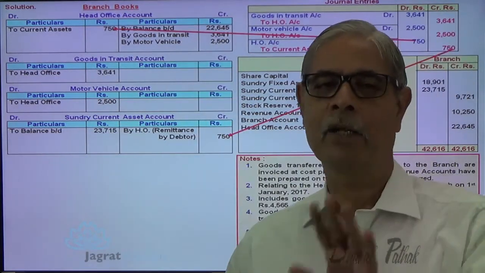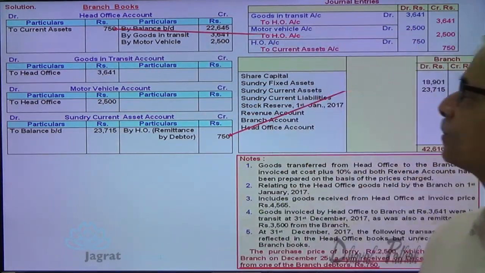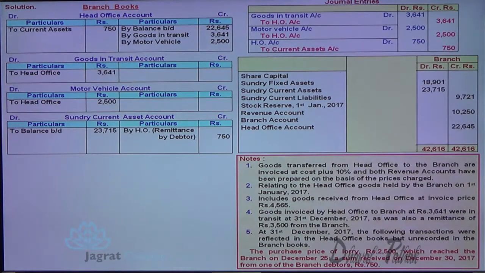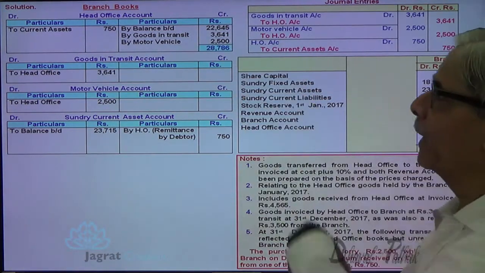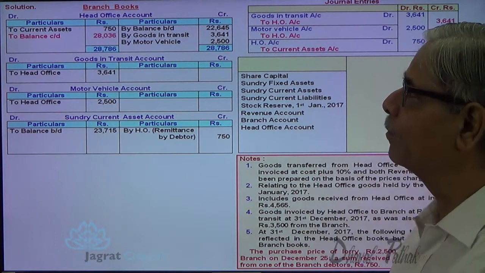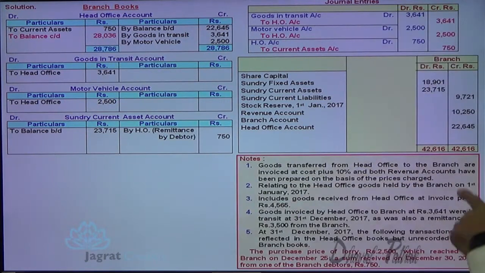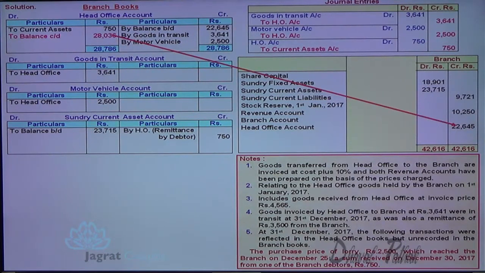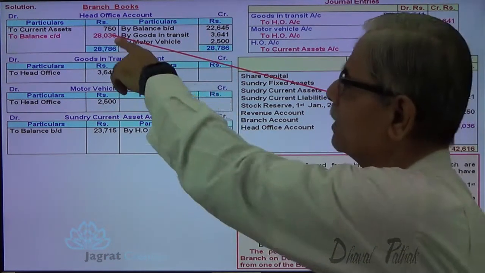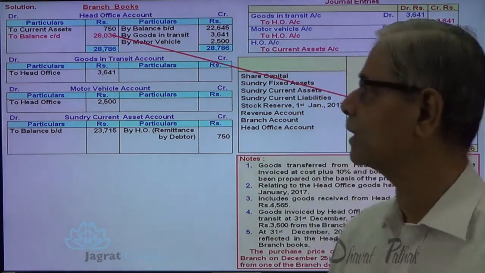All are recorded. Now let me strike the balance. Now HO account: total of credit minus total of debit balance. So this balance, I will change this HO balance. Look at it. This 22,645 will change to 28,035. So I have changed this HO balance in my trial balance.